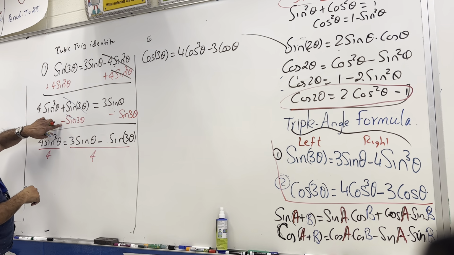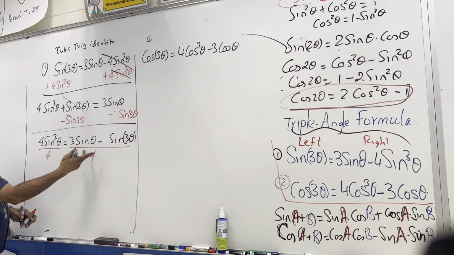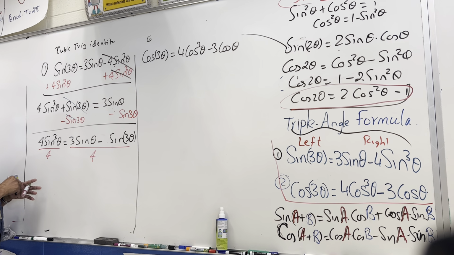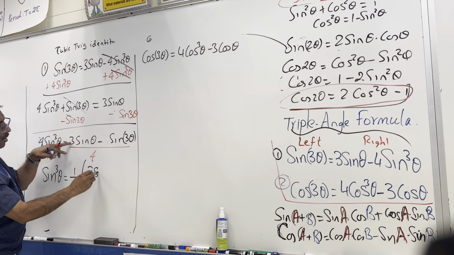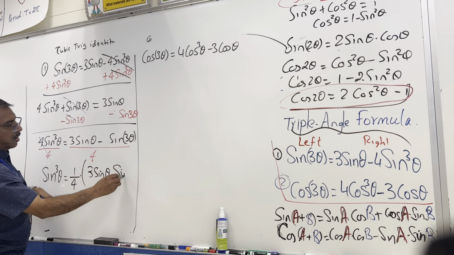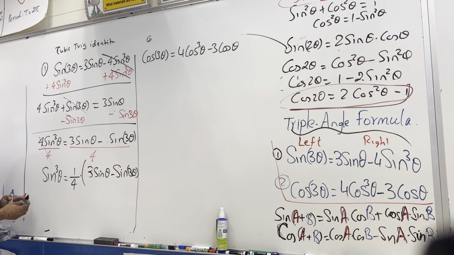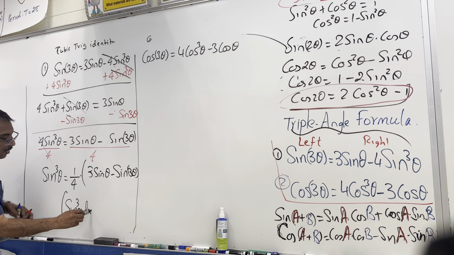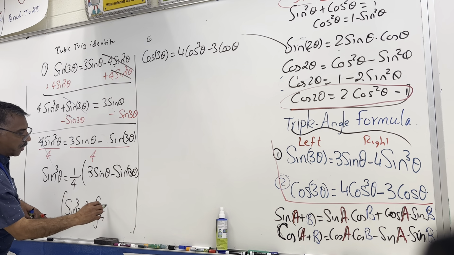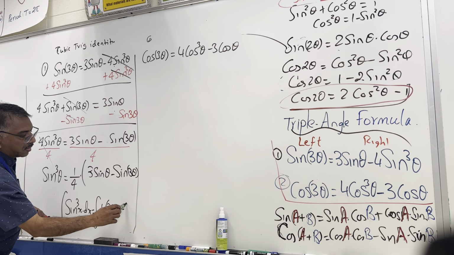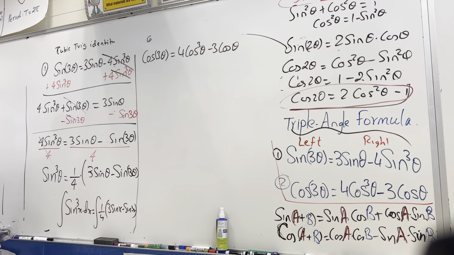So you're subtracting sine 3 theta, the opposite of this, and this goes away. You eventually get sine cube theta is 1/4 of 3 sine theta minus sine 3 theta, and you're done. So in the calculus class you may have the integral of sine cube of x dx. You're supposed to write this same integral as the integral of 1/4 of 3 sine x minus sine 3x, and you're going to work on it and get the answer.